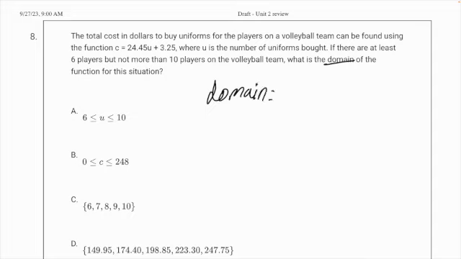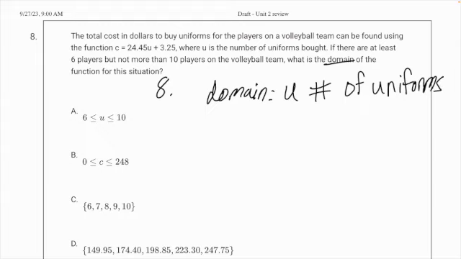So on your blank sheet, go ahead and write domain for me. So for number 8, we're looking at our domain. Now domain means x, but I have a problem here. I don't have an x in my equation. I have u. But what does u represent? U does represent x. In my problem, in my story, what does u represent? It represents my number of uniforms. Absolutely. So in this case, u represents number of uniforms.